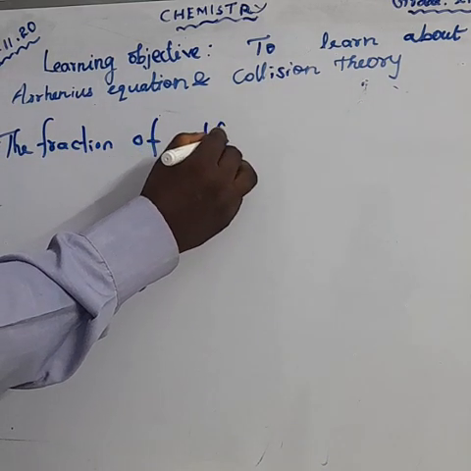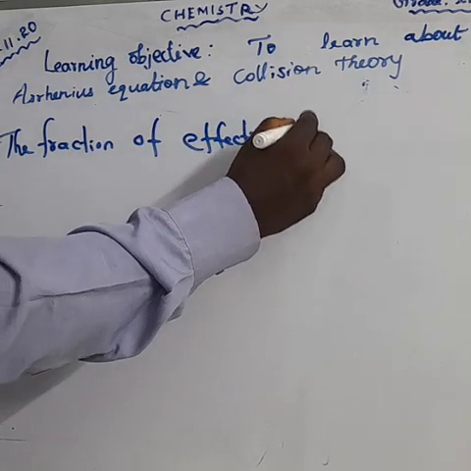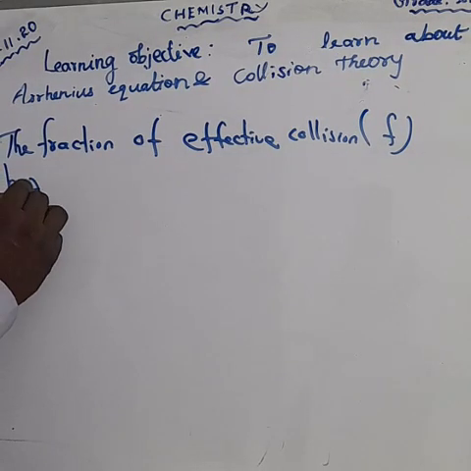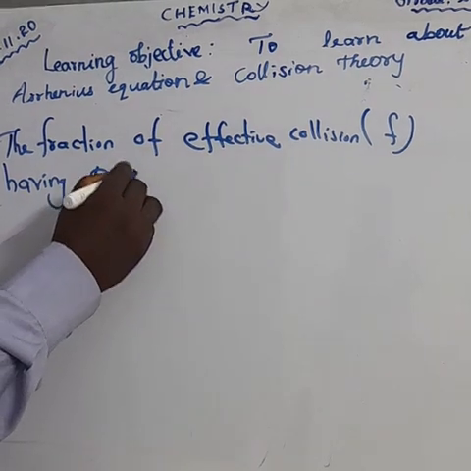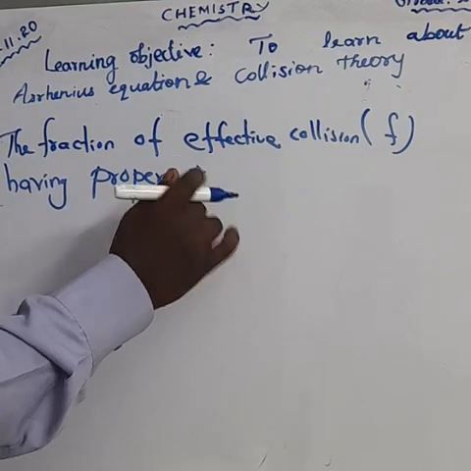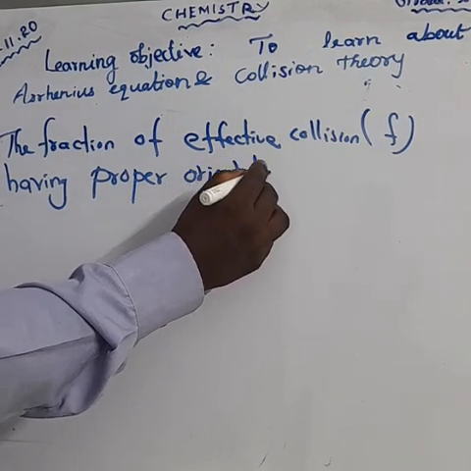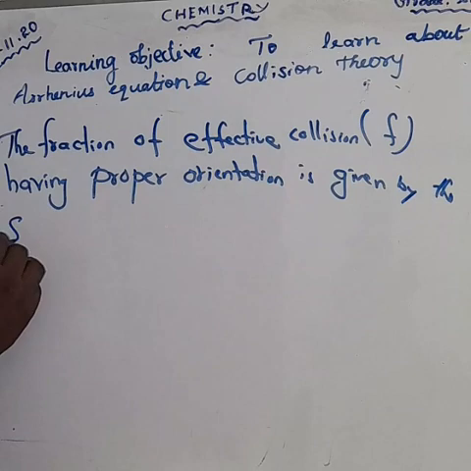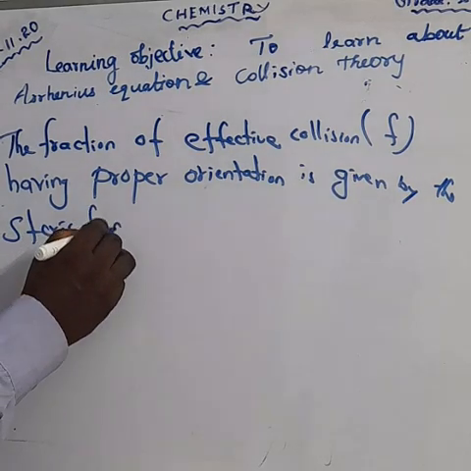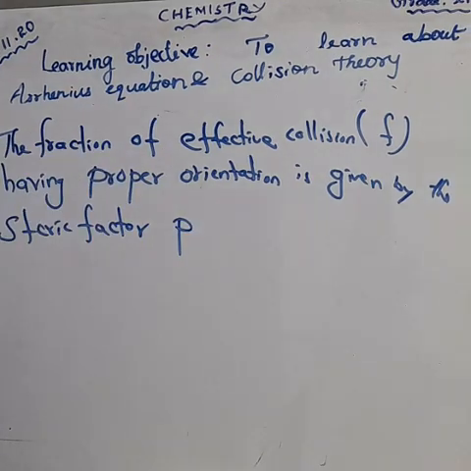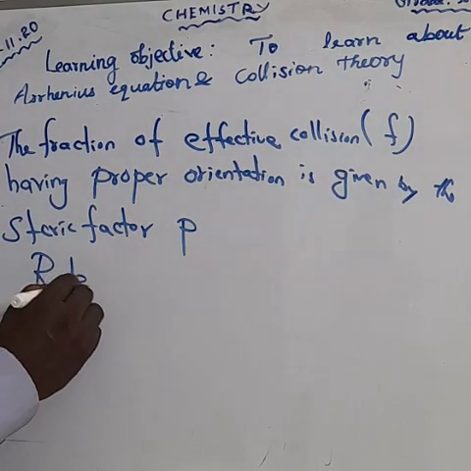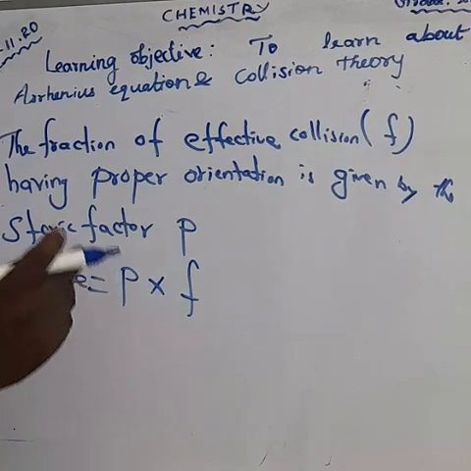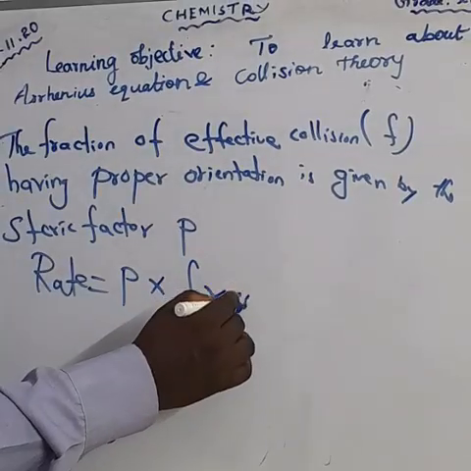The fraction of effective collision, F, that is the symbol we are using, F, having proper orientation is given by the steric factor, that we are using P. So, rate is equal to steric factor P into F, we are saying the effective collision, into collision rate.